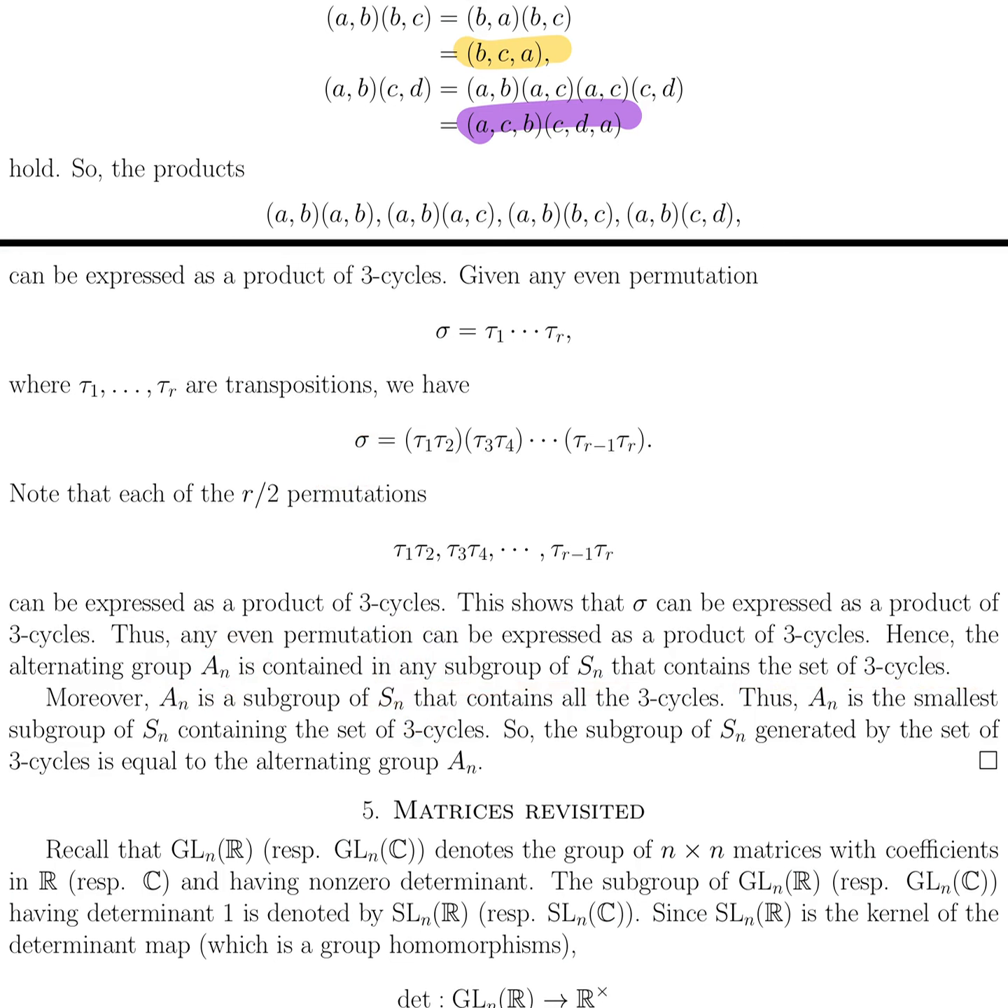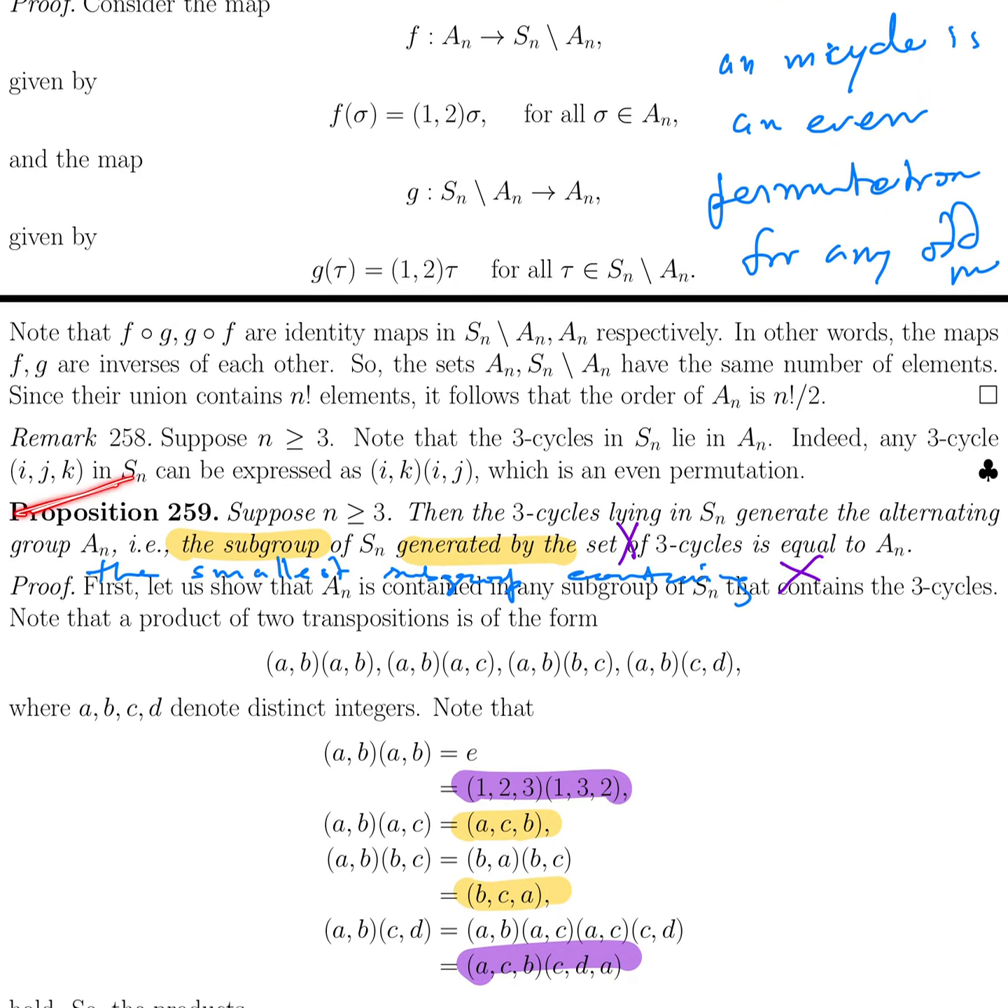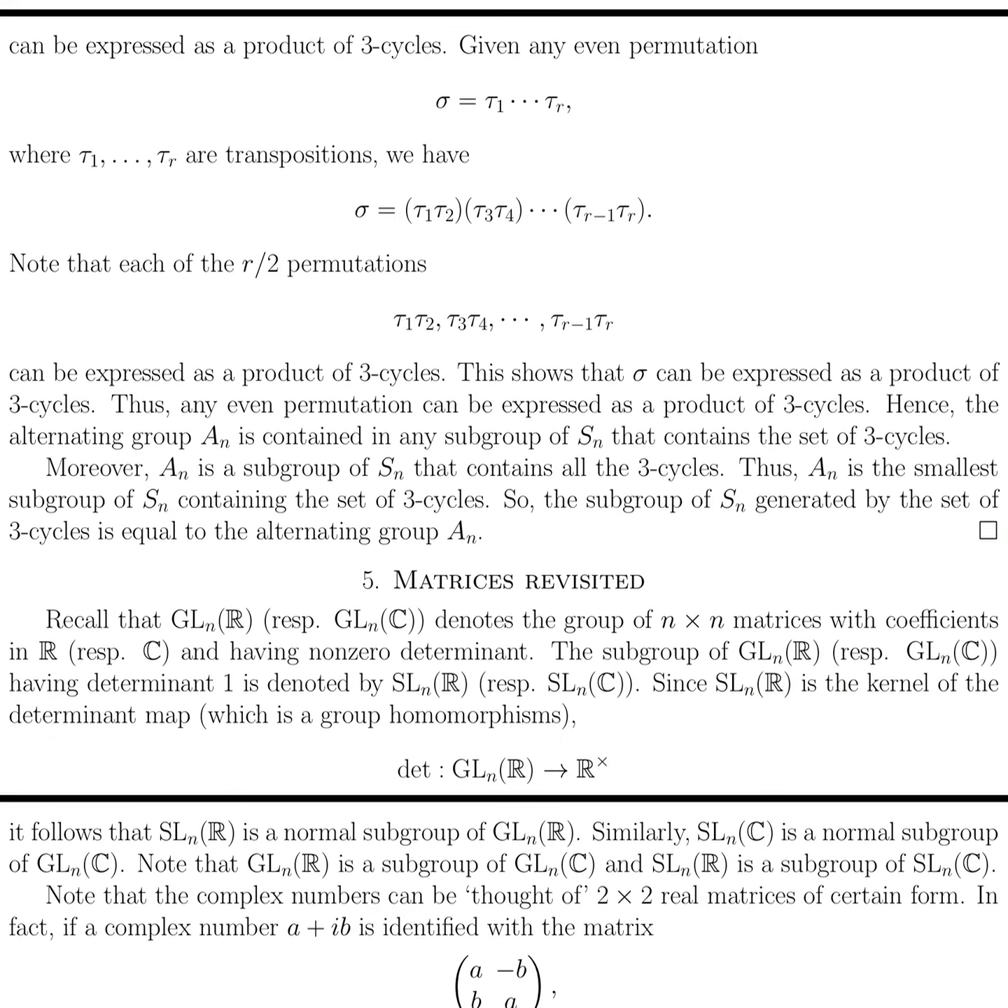And the other inclusion is straightforward. Why? Because An contains all the three cycles, right? We have just observed that if you take a three cycle, then that is even. So An has to contain all the three cycles. So it shows that An is equal to the smallest subgroup of Sn that contains the set of three cycles.